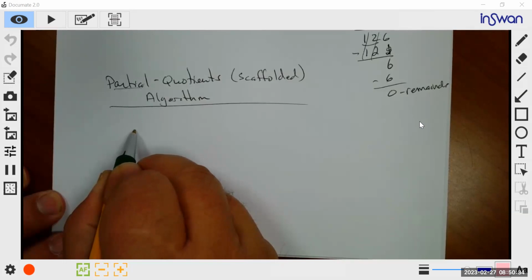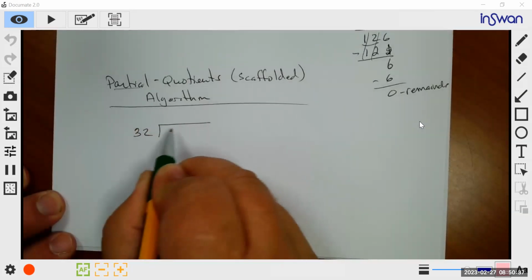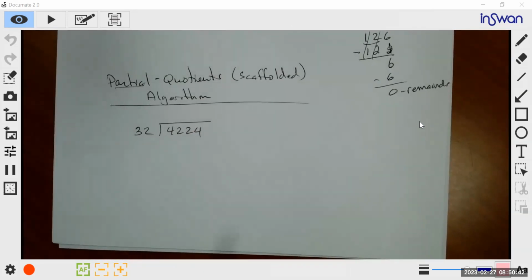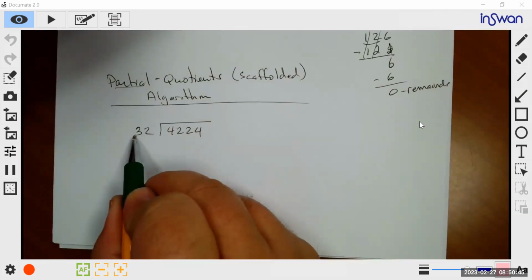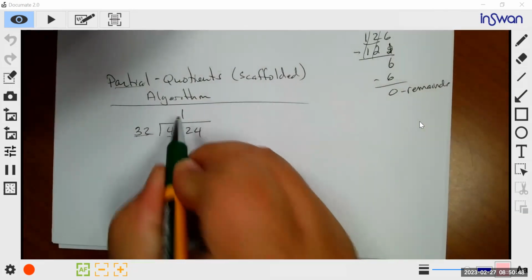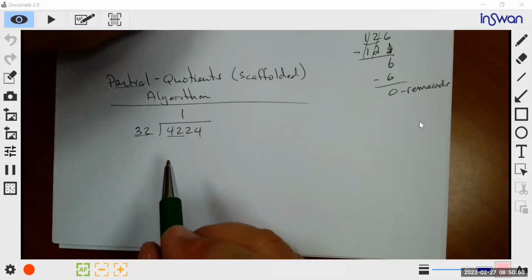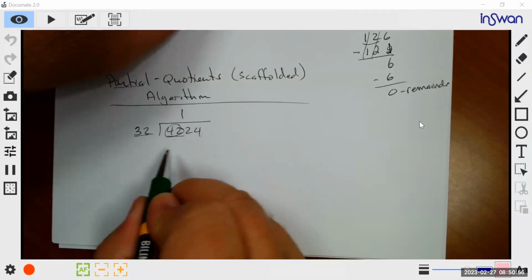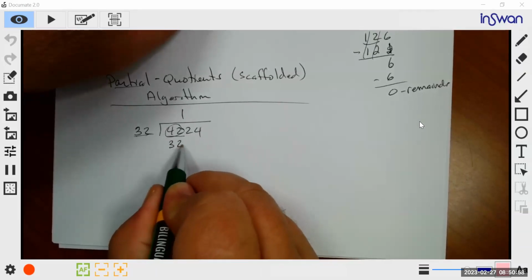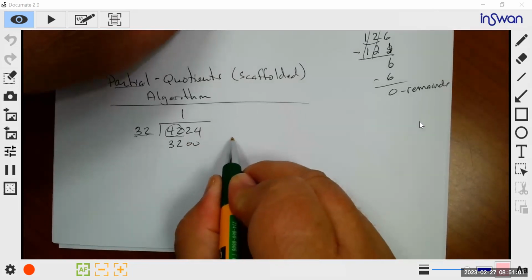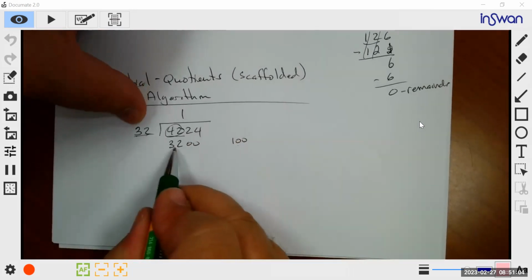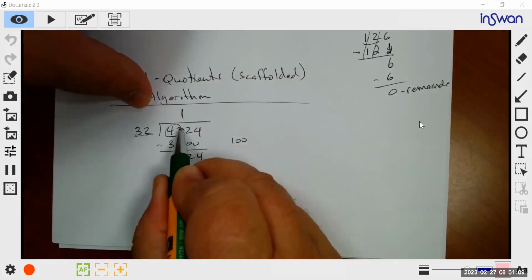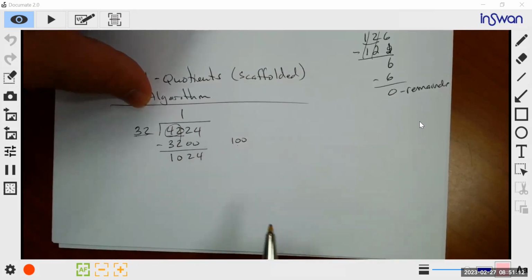So let's look at 32 goes into 4224. From this first one, 32 goes into 42 one time. Okay. This is ones, tens, hundreds. So that's 100 I used. 100 times 32 is 3,200. Subtract them. It's 1024.